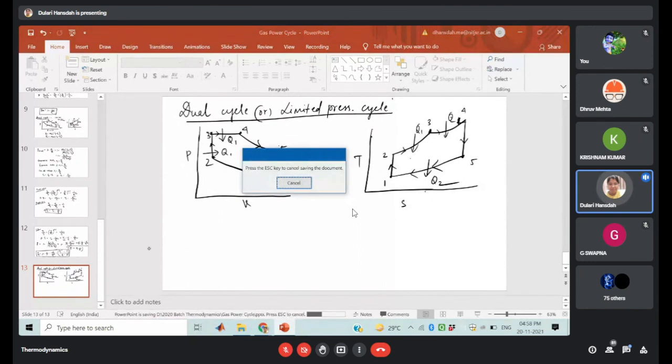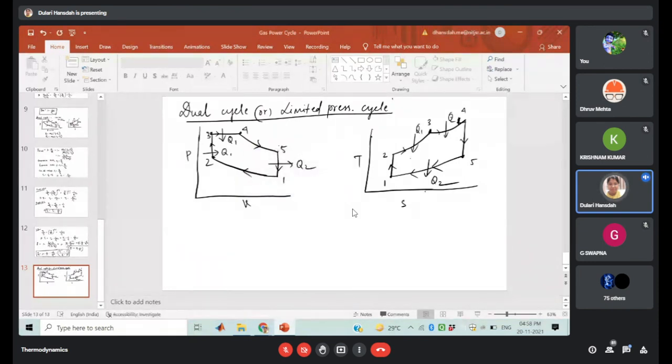So this is for gas power cycle. Gas power cycle will be the Carnot cycle. It may be the Stirling cycle or it may be the Ericsson cycle. So there, for the reciprocating engine, we can find 3 different types of cycle: one is the Otto cycle, then the diesel cycle, then the dual cycle or limited pressure cycle.